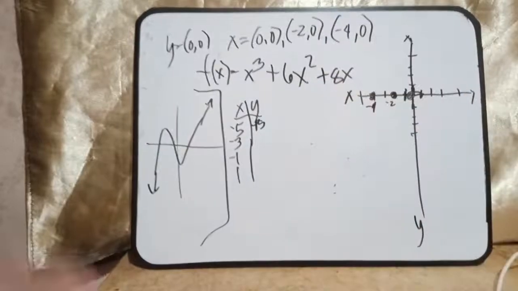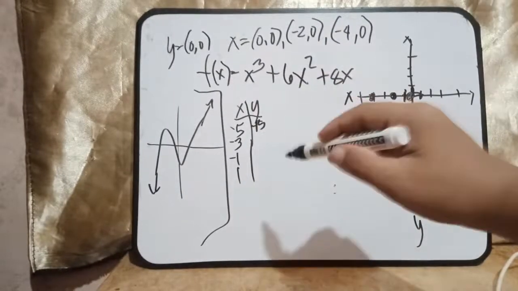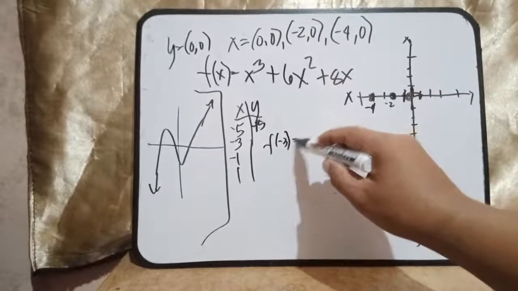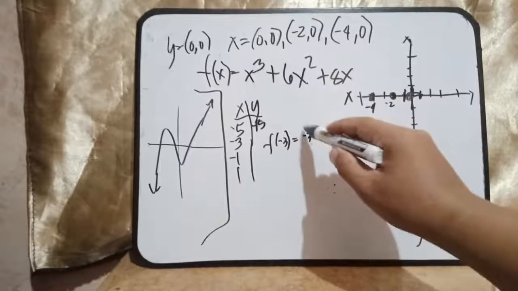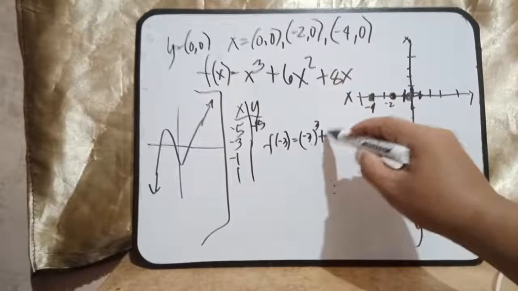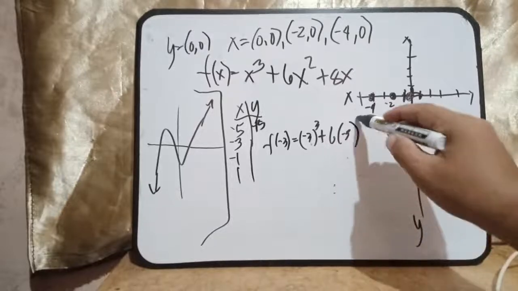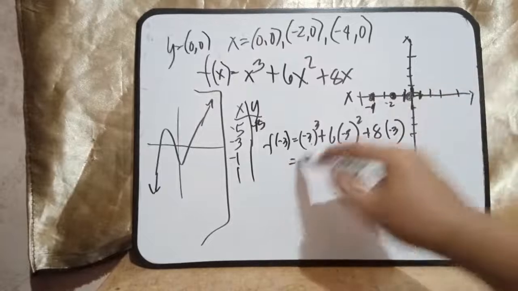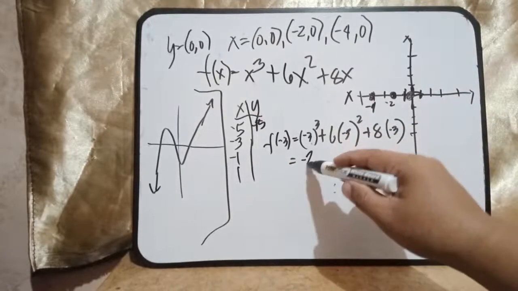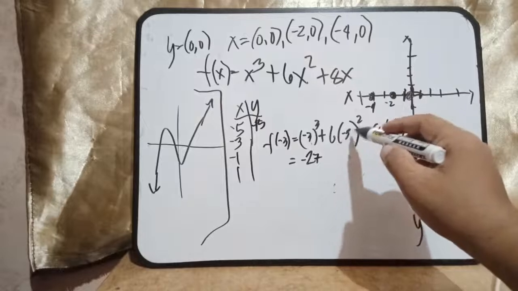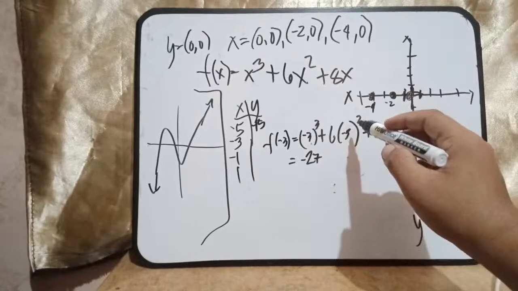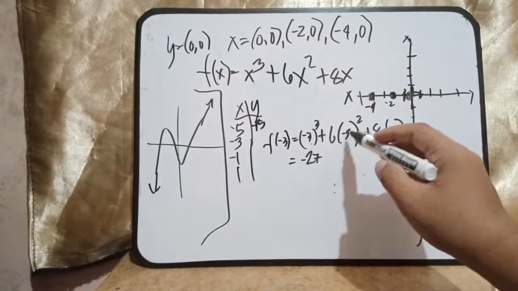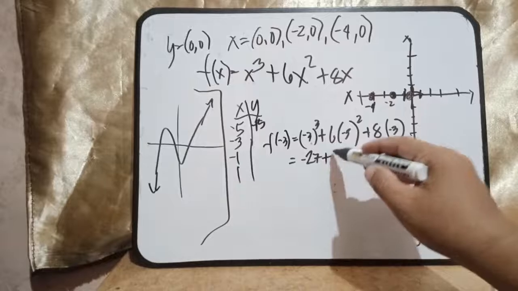Okay, so what about for our negative 3? Substitute na naman. f of negative 3 equals negative 3 raised to the power of 3 plus 6 times negative 3 squared plus 8 times negative 3. Ang gagawin natin is 3 times 3, that's 9. So negative 27, and then 9 times 6, that's 54.